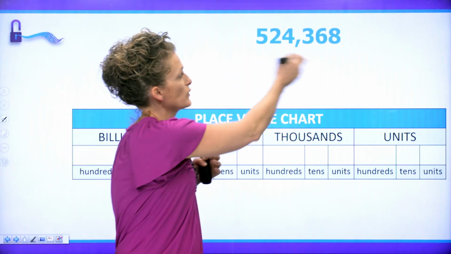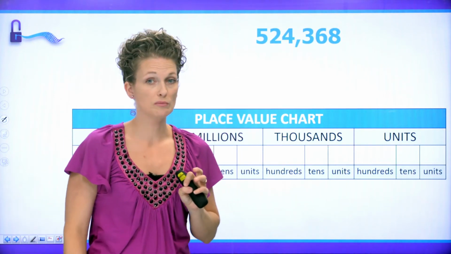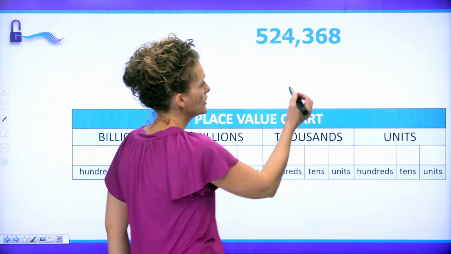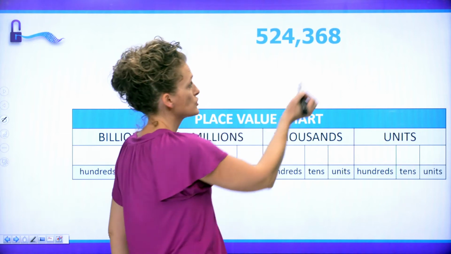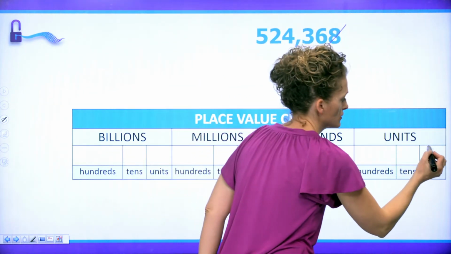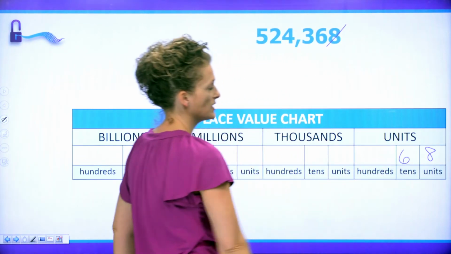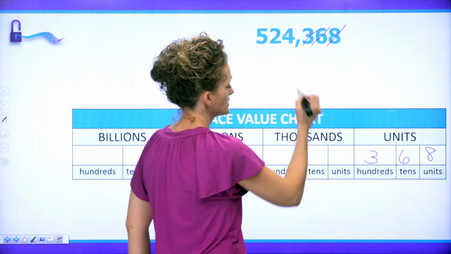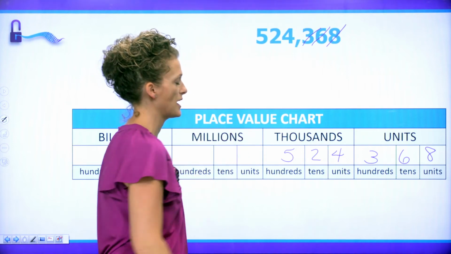So how do we write this? Let's say we want to know what is the value of the 2. So rather than try and figure out where it is in the place value chart, we're just going to go ahead and start at the right and fill it in. So we know that this 8 is in the units position, or the ones, and the 6 goes in the tens spot, and the 3 is in the hundreds, and so on. So we have the 4, the 2, and the 5.